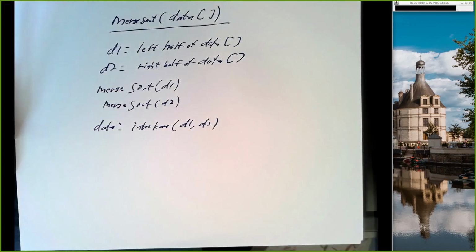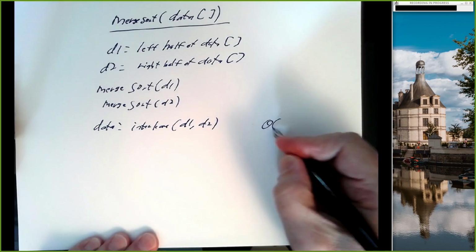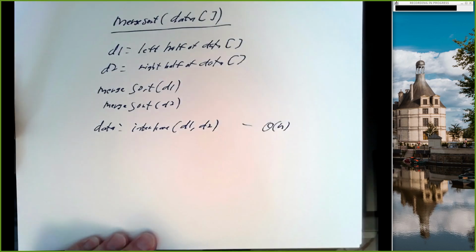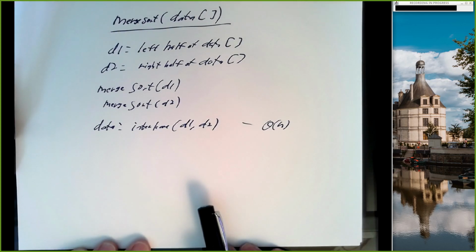Since I'm claiming merge sort is better than n squared, let's use merge sort. Right, that's the recursive approach. So we split our data in half, we call merge sort on each half, and then we interleave the result. So we know the interleave takes order n. And the question is, how many times are we going to recurse?